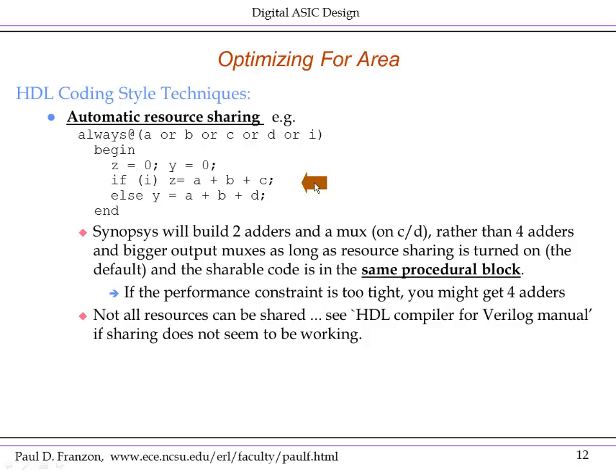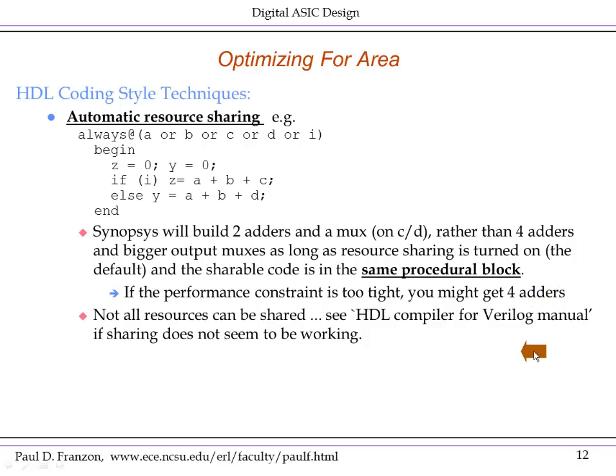So if this statement is within one procedural block, not split up amongst many continuous assignments, then the synthesis will say, aha, you don't actually need these 4 adders. You can get away with 2 adders and a mux. So it will do that for you, work out that these big resources, adders are kind of big, can be shared.